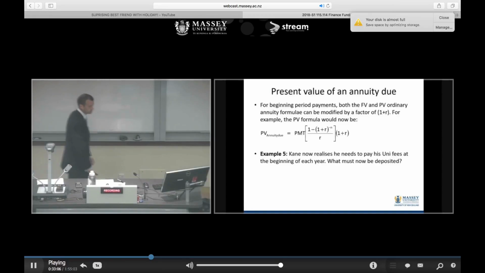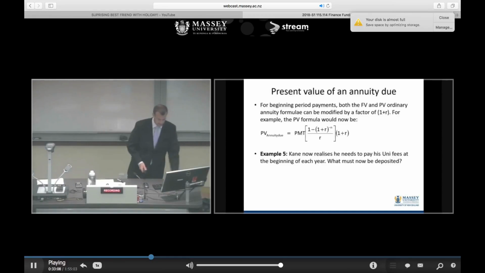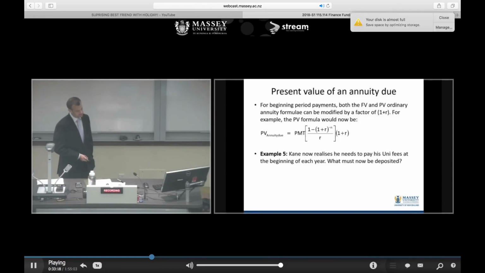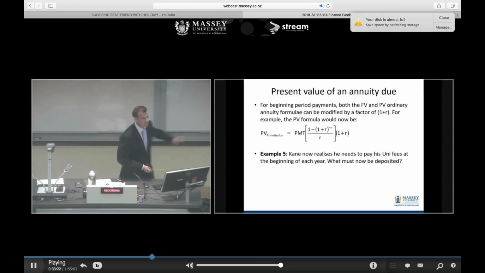So Kane now realises that he needs to pay his uni fees at the beginning of each year. So he goes back to his grandmother and says he wants more money. How much more money does he need? So all we actually need to do is take our amount from the previous slide and multiply it by 1 plus the 8% that they're earning.